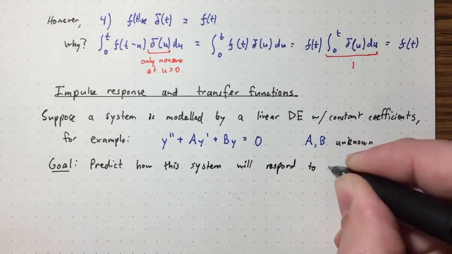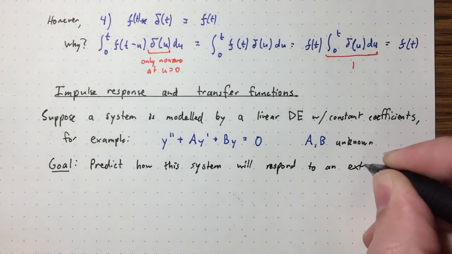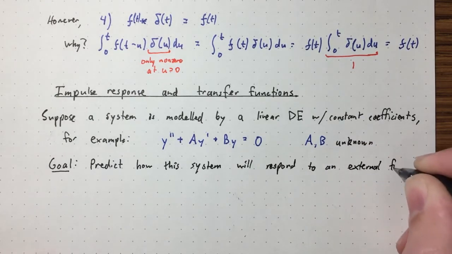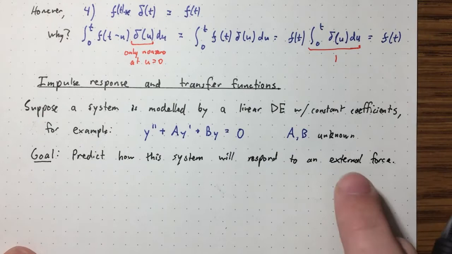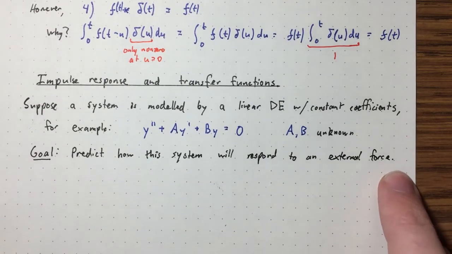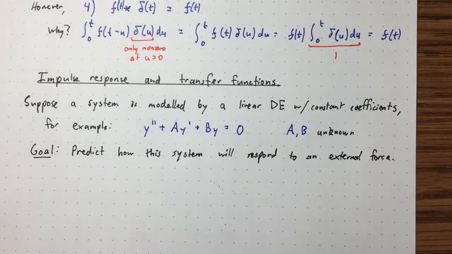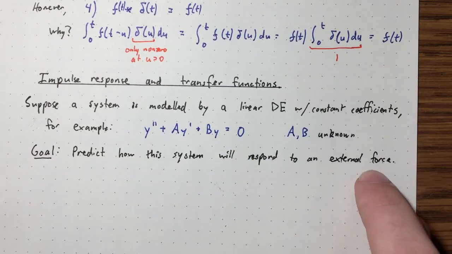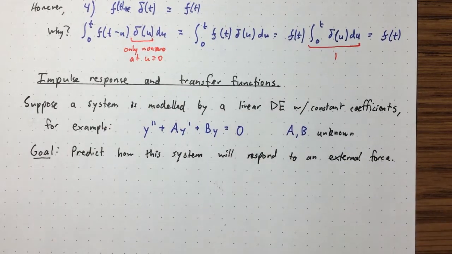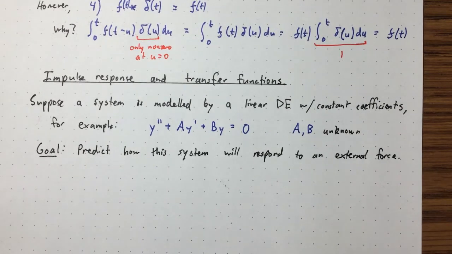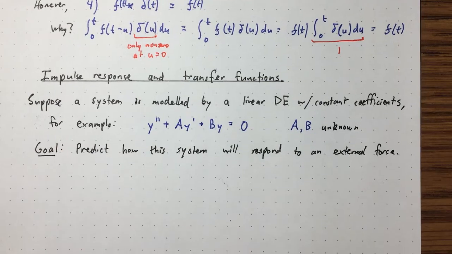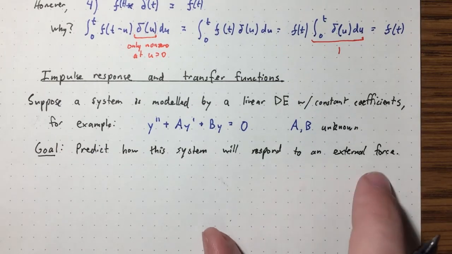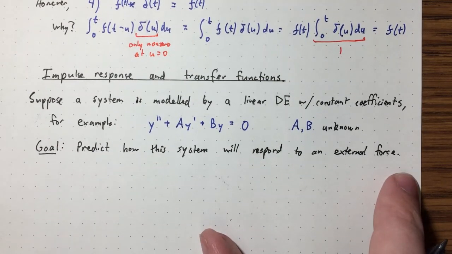To an external force. Okay. So if we have an external force, how does that enter into this differential equation? Well, then we would replace this 0 with our external force, and then we have a new differential equation, an inhomogeneous differential equation that we can solve. But let's just suppose we have an arbitrary external force.